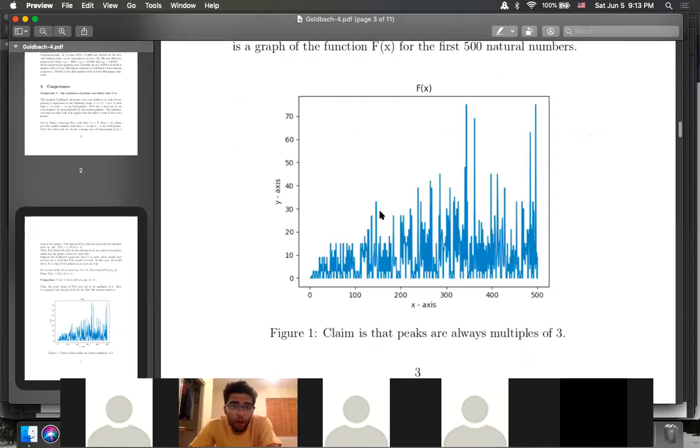So the conjecture here is that these peaks, where a peak is defined as something that is more than anything before it, will always be a multiple of 3, the m value.